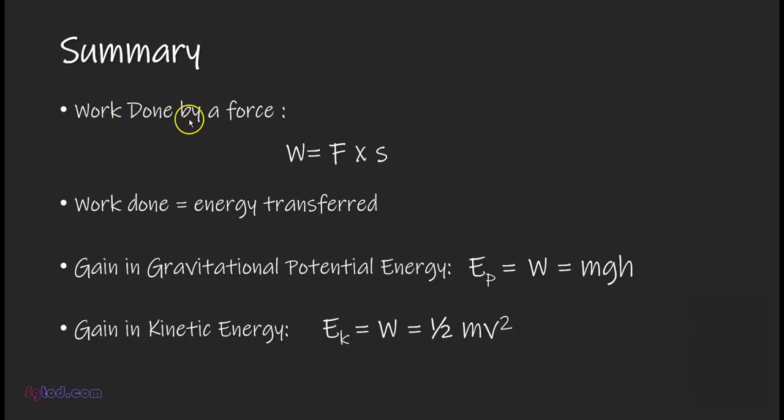In summary, work done by a force is equal to the force times the distance moved in the direction of the force. Hence, doing work is a way of transferring energy. The gain in gravitational potential energy by an object that is raised by a height h is given by EP equals mgh. The gain in kinetic energy by a moving object is given by Ek equals half mv squared.